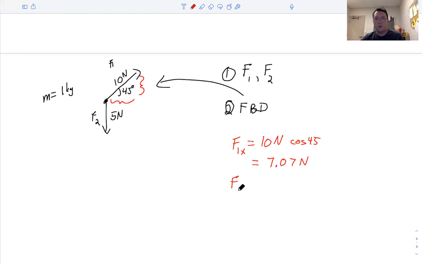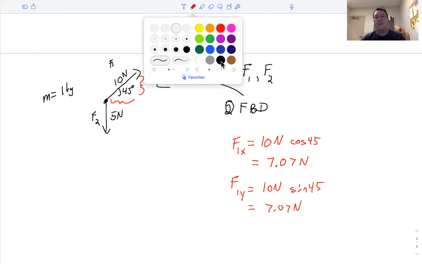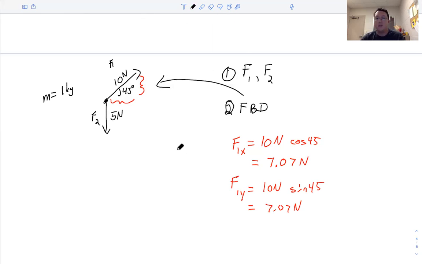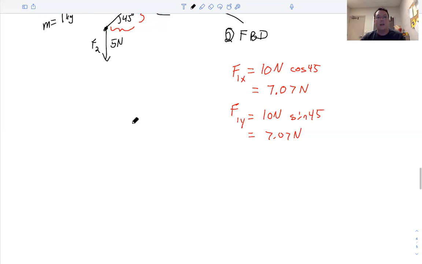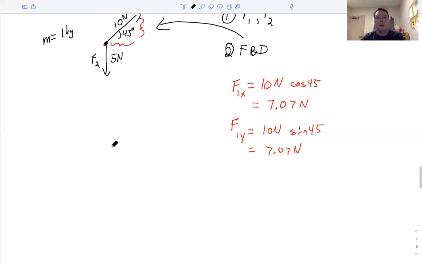And force 1 in the Y direction is going to be 10 newtons times the sine of 45. And because I chose 45 degrees, it's the same result. Okay. So that's my side problem. Whenever you have forces at angles, you have to do that little bit of arithmetic. Okay. So now I come back. After I write that out, I will draw my free body diagram.